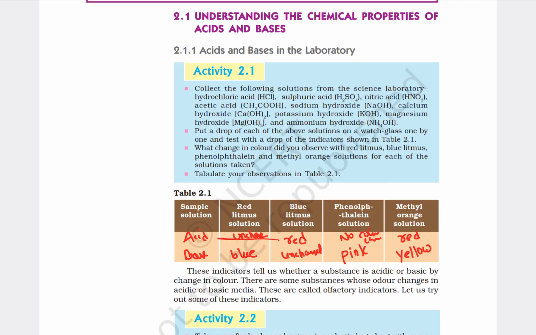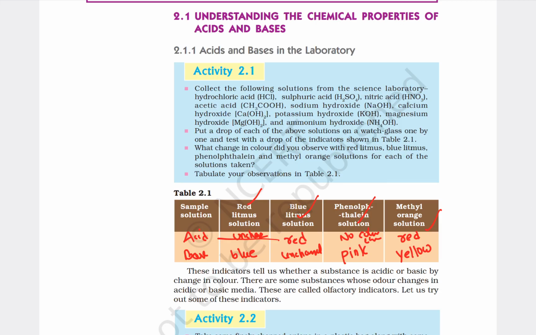Now one by one, if you check HCl, first if you take HCl, no color change you will observe with the red litmus. So blue litmus will turn into red, right? And phenolphthalein, no color change, and methyl orange solution will turn into red, like that. So this type of observation you can do and you can prepare the chart.